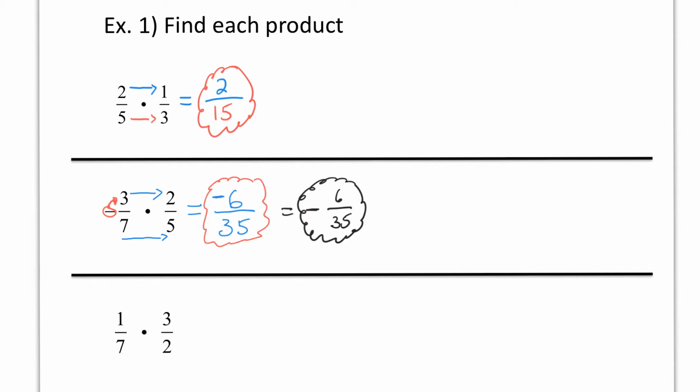So let's do one more here. On the next one, you have 1 over 7, 3 over 2. Cannot reduce this fraction, cross simplify, nope, cross simplify, nope. So you just multiply the top. So 3 times 1, or 1 times 3, that's going to be 3. And the bottom, 7 times 2 is 14. And that is your answer. So notice that this fraction you cannot reduce, 3 over 14.